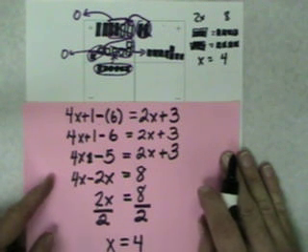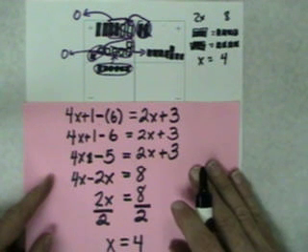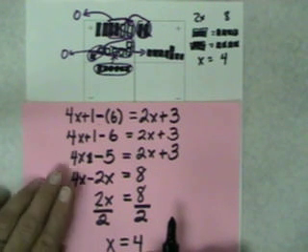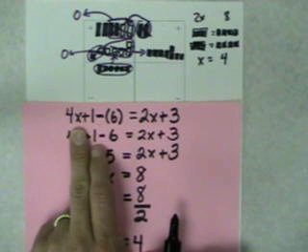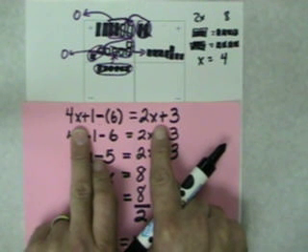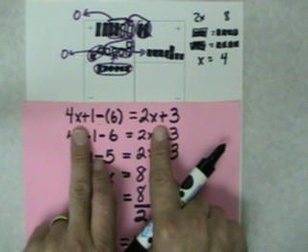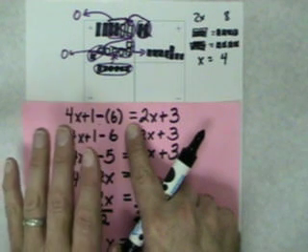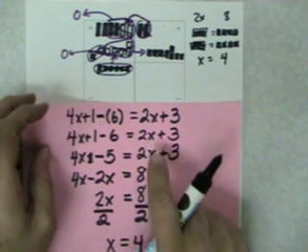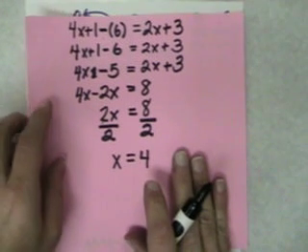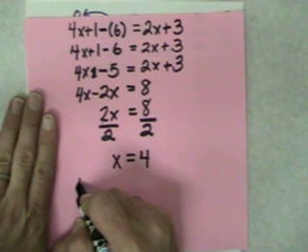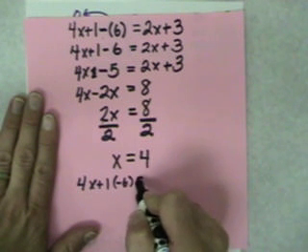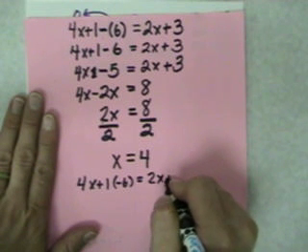Now, we wanted to talk also about what this answer means. 4 is the number that if we put it back into our original expressions on both sides, will give us an answer so that both sides are equal. And so I'm going to show you that here. I'm going to cover up the mat for a moment while I do this. We started with 4x plus 1 minus 6 equals 2x plus 3.